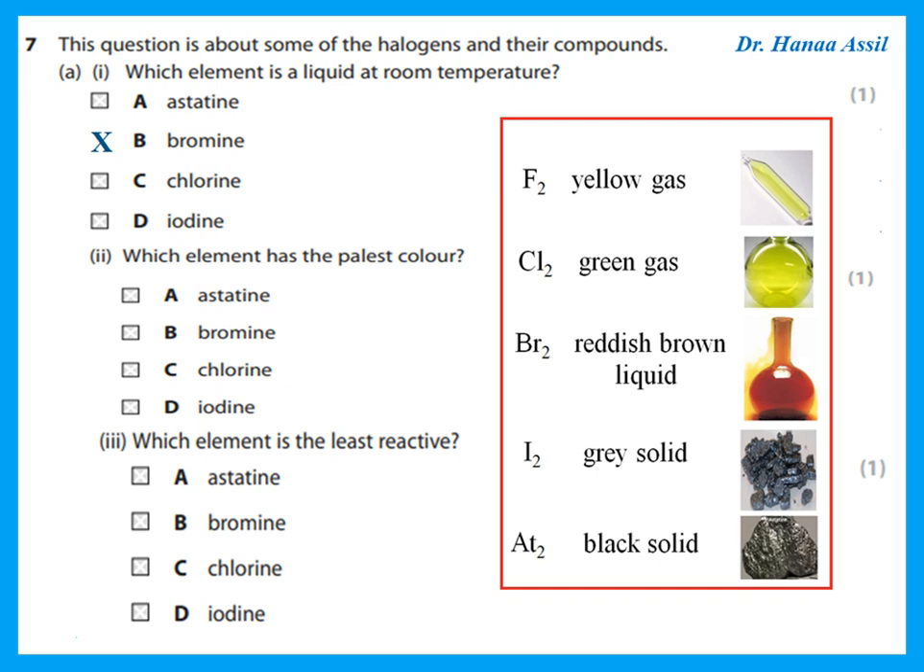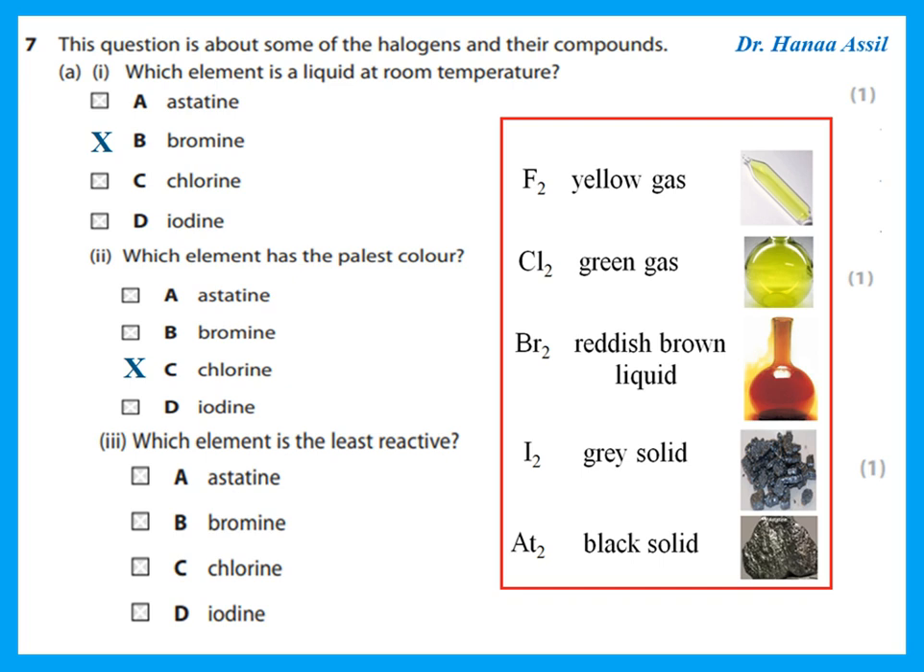Which element has the palest color? Well, you should realize the one on top, fluorine, that is the palest color, but we don't have fluorine in the choices. We have chlorine, so that would be the palest among these. Remember that fluorine is a yellow gas, chlorine is a green gas, bromine is a reddish brown liquid, iodine is a gray solid, and astatine is a black solid. So as we go down group 7, the color gets darker and the state goes from gas, liquid, solid.